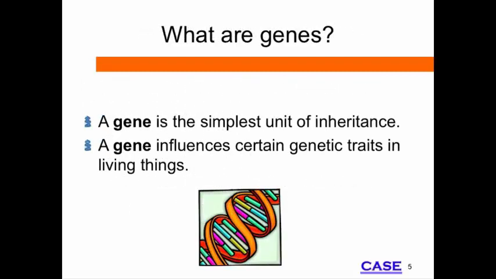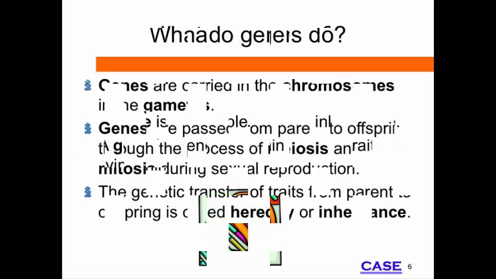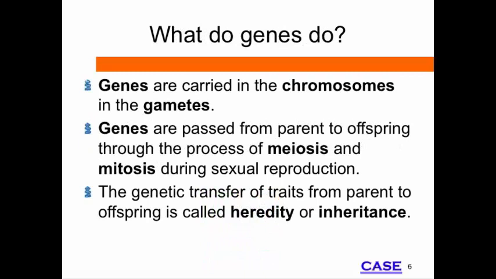A gene is the simplest unit of inheritance and influences certain genetic traits in living things. Genes are carried in the chromosomes in the gametes. They are passed from parent to offspring through the process of meiosis and mitosis during sexual reproduction. The genetic transfer of traits from parent to offspring is called heredity or inheritance.